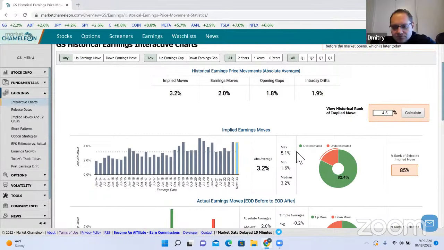Right. So in this chart, implied earnings moves, what this is looking at is the historical straddle. What was the straddle implying right before the earnings, and what did the earnings actually do? Overestimated means that the options overpriced the move. Underestimated means that the options underpriced the move. We initially put in over here all the available observations, and here they are right here in the chart.